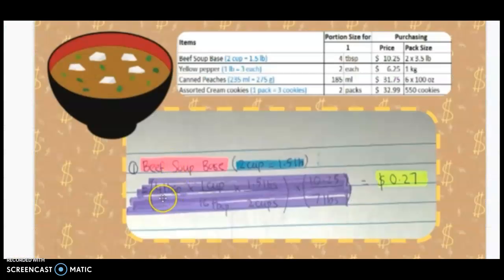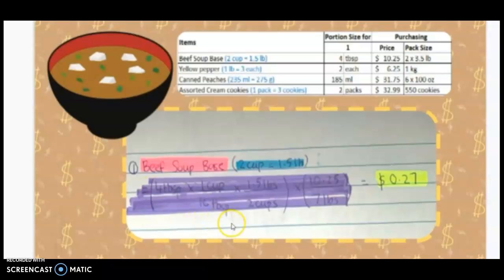Over here the portion size was 4 tablespoons and we know that 16 tablespoons is equal to 1 cup, and as the equivalency we have 2 cups which is equal to 1.5. And the price per unit is 10.25 divided by 7 ounces. The 7 ounces I got by multiplying 2 times 3.5: there are 2 packs in one case, and each weighs about 3.5 lbs. So I simply multiplied that and I got 7 lbs.